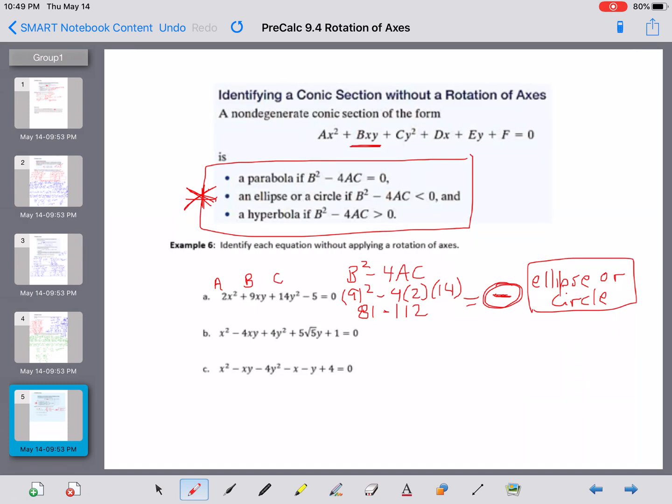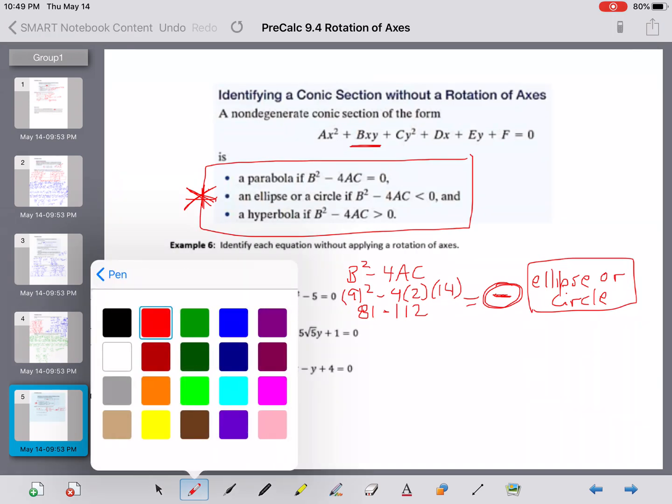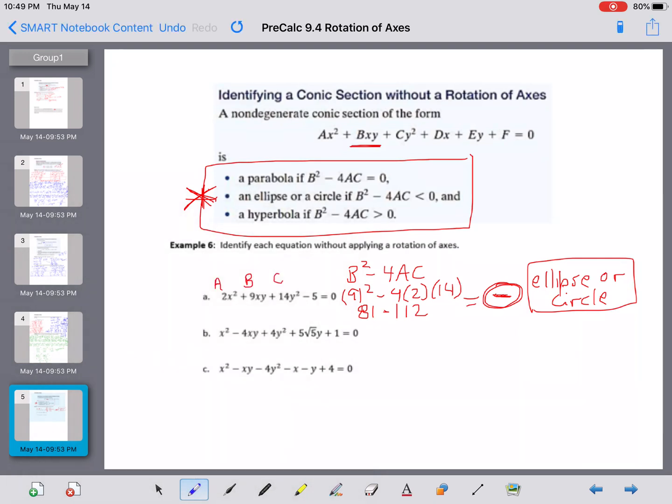All right, so let's check B. Right now I have my x squared minus 4xy, that's my b, in front of my y squared is my c. So again, b squared. So I get negative 4. I'm squaring it, minus 4 times my a, which is 1, and my c, which is positive 4. That gives me a 16 minus 4 times 1 times 4 is 16. I get 0. And anytime I end up with 0, I know that if I did all my rotation work, this is going to be a parabola. All right, one more to go. I wonder what the answer might be.